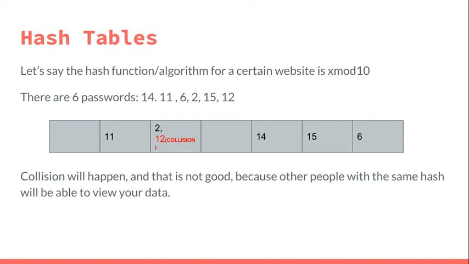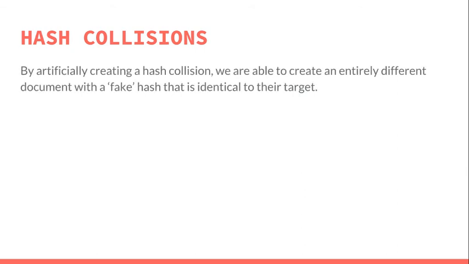So once a hash collision happens, it's dangerous to say the least because other people can do malicious stuff to it. So now we learn more about hash collision.